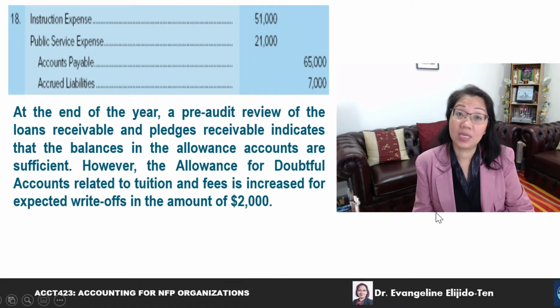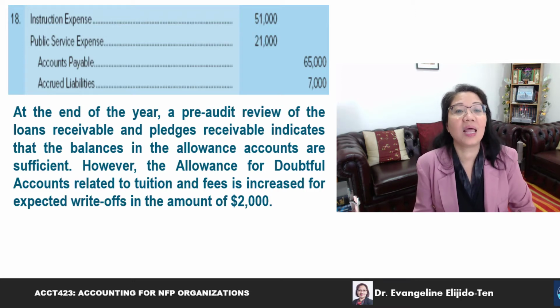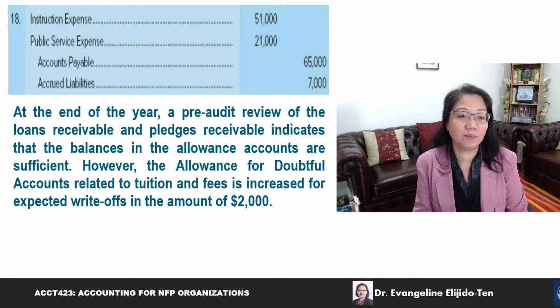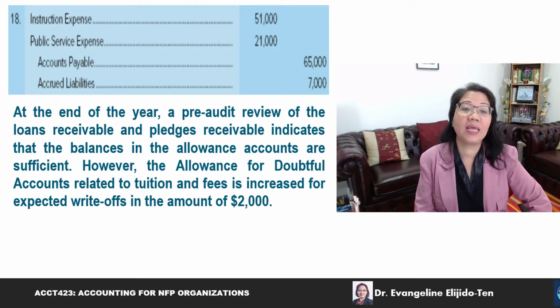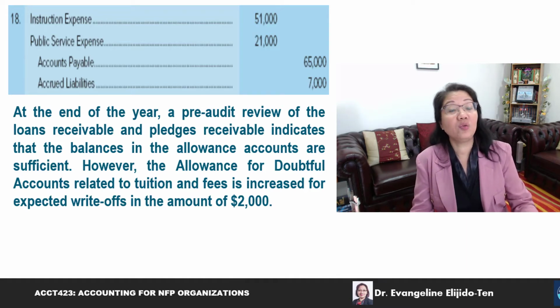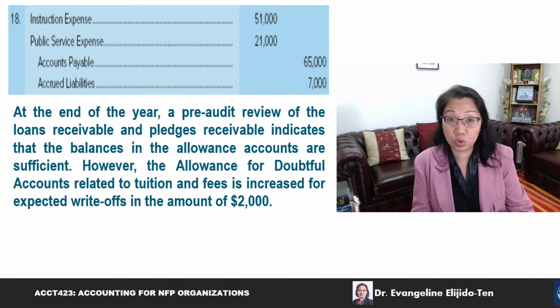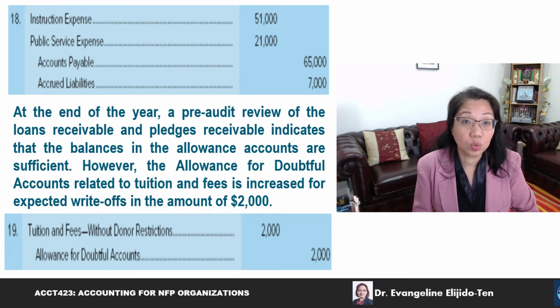At the end of the year, a pre-audit review of the loans receivable and pledges receivable indicates that the balances in the allowance accounts are sufficient. However, the allowance for doubtful accounts related to tuition and fees is increased for expected write-offs in the amount of $2,000. Our adjusting entry for this would be to debit tuition and fees without donor restrictions and credit allowance for doubtful accounts for $2,000.